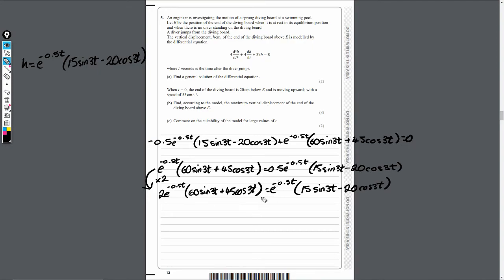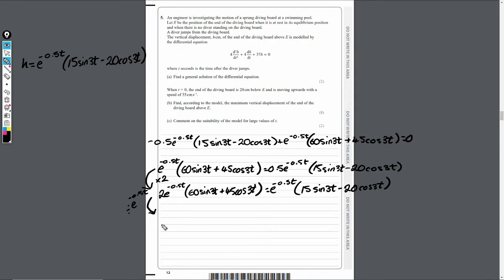Okay, now we've got e to the minus half t on both sides. Now what I can actually do here is divide through by this e to the minus half t, because e to the minus half t can never be equal to 0, so it will never cause any issues with division. I can actually divide both sides by e to the minus half t. So I'm going to do that now. So my next step, I'm going to divide by e to the minus half t.